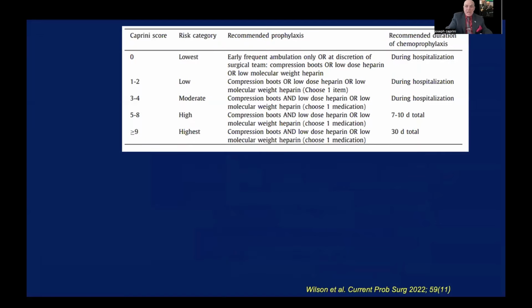And in the United States, we have an excellent example of this in studies from Boston University. They've published 16 papers since 2014 on this subject. And they had a mandatory program where patients had to fill out the Caprini score, and depending on the Caprini score, give them prophylaxis. During hospitalization, if the score was up to 4, you could do whatever you wanted. But if the score was 5 to 8, they had to receive 7 to 10 days of low molecular weight heparin. Didn't make any difference if they went home or not. And the same thing if they had a score of over 9, 30 days of low molecular weight heparin.